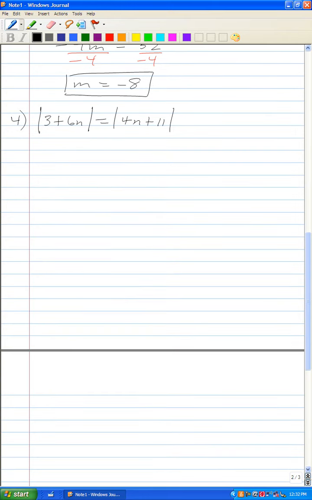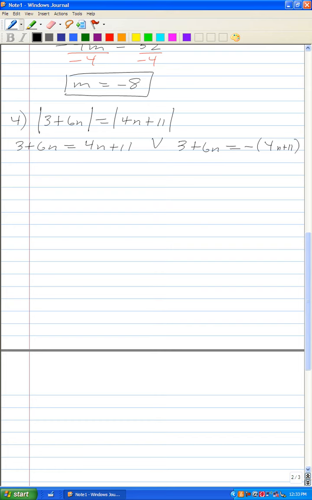And so, well, since they're absolute values, then I must have that what's in the absolute value is equal to what's inside or the negative of what's inside. And so I have that 3 plus 6n equals 4n plus 11, or 3 plus 6n equals a negative 4n plus 11.